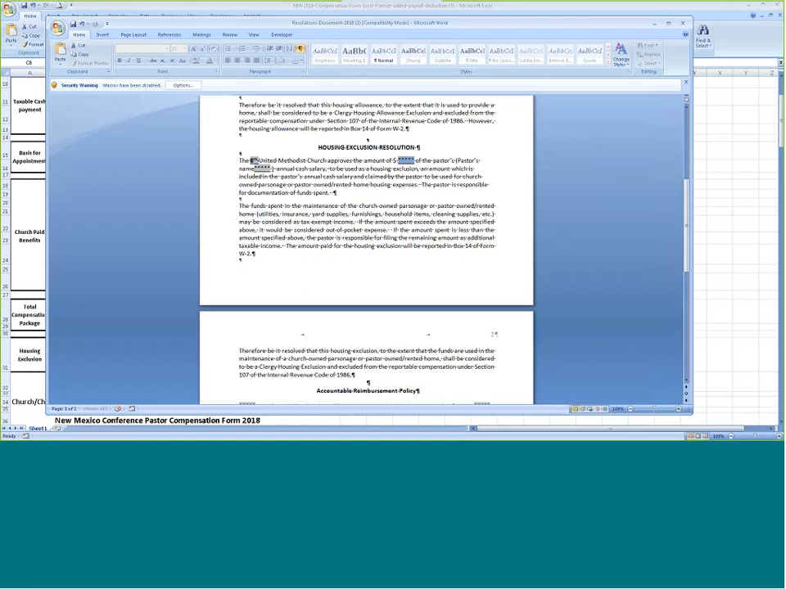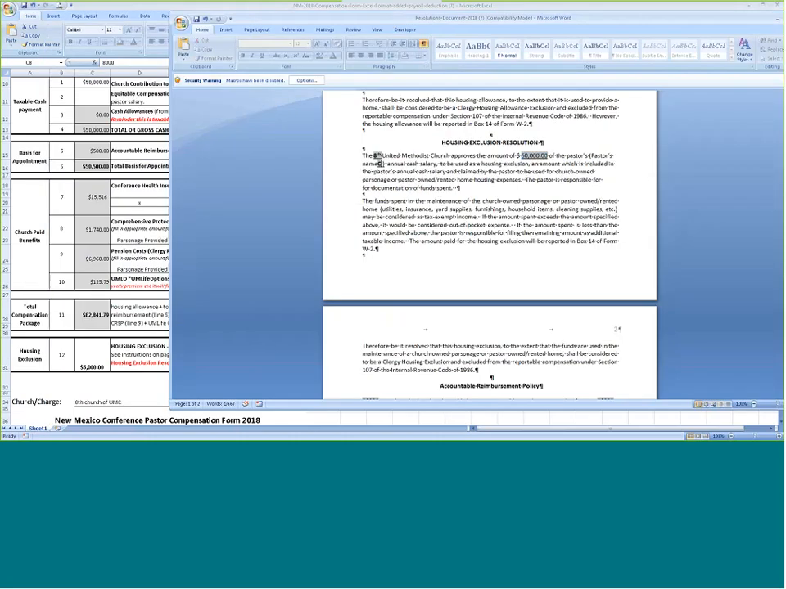Eighth United Methodist Church, the pastor's salary. What was it? Pastor's salary in line 4 is $50,000, and the pastor. Oh no, that's not that. That's the housing exclusion, I'm sorry. So the amount that the pastor has chosen for the housing exclusion must go there.